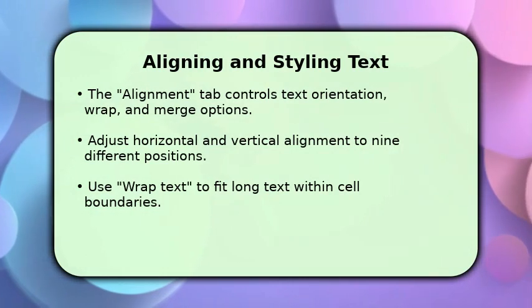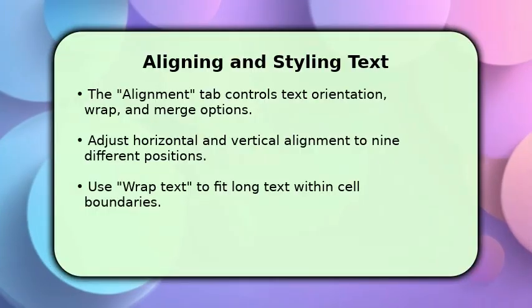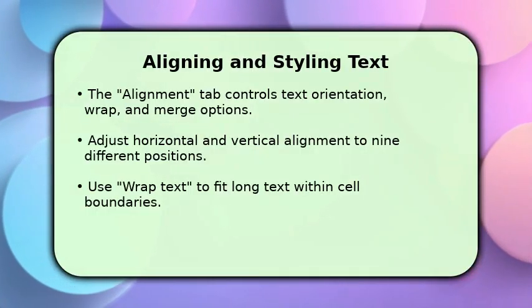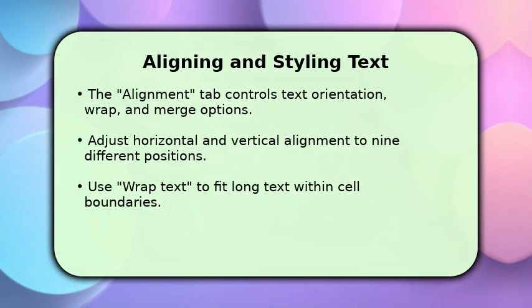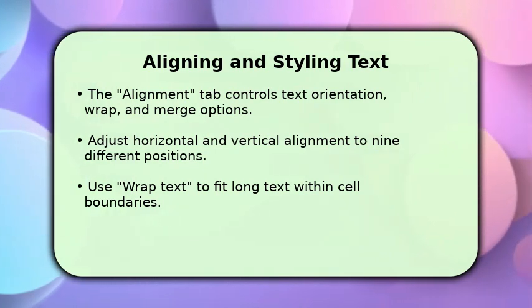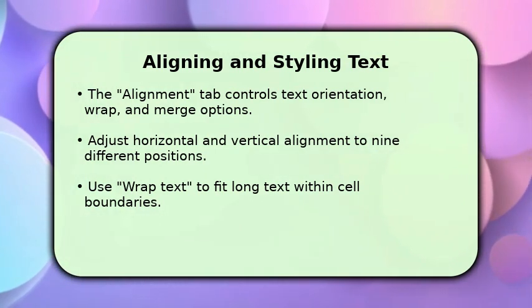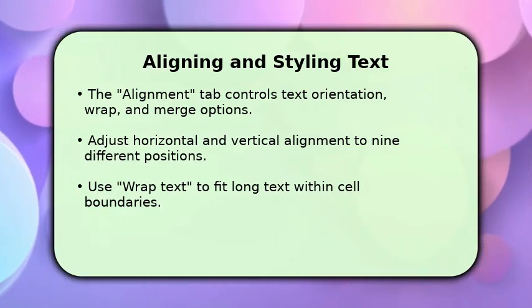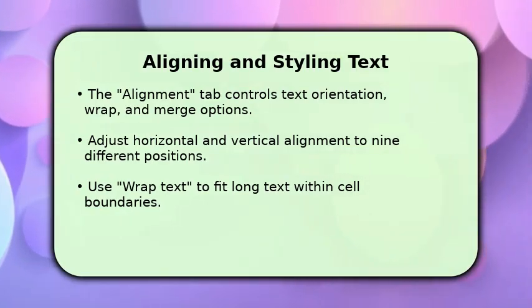Moving to the Alignment tab, you can precisely position your text within cells. Choose from 9 different horizontal and vertical alignment options, like center or top left. Wrap text is perfect for keeping long sentences visible, and Merge Cells combines multiple cells into one larger area.